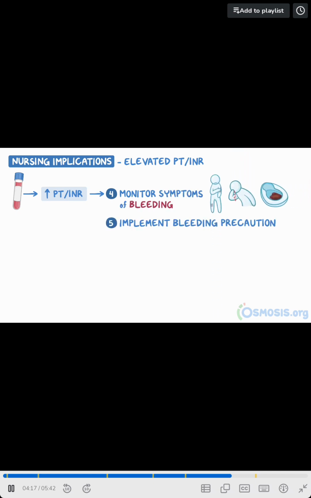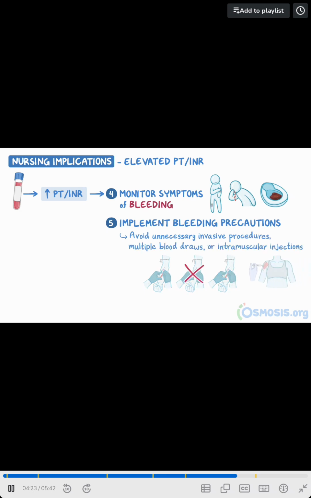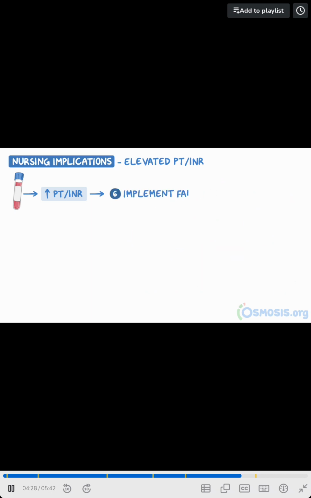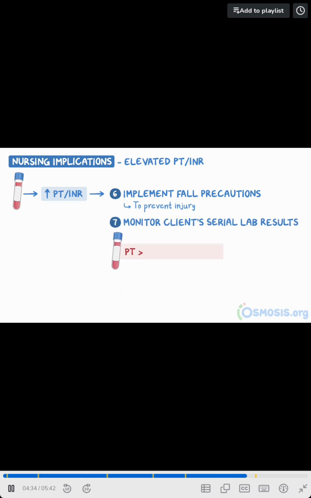Now, if your client has an elevated PT-INR, monitor for signs and symptoms of bleeding and implement bleeding precautions such as avoiding unnecessary invasive procedures, multiple blood draws, or intramuscular injections. Also, implement fall precautions to help prevent injury. Monitor your client's serial lab results, and if their PT exceeds 46 seconds or INR is 5 or above, notify the healthcare provider immediately, as these are critical levels.